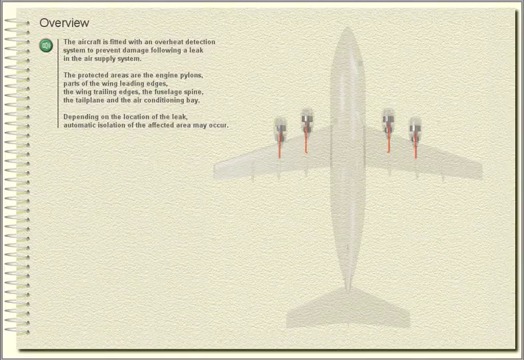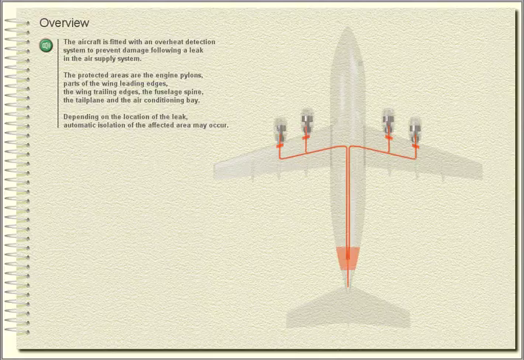Overview. The aircraft is fitted with an overheat detection system to prevent damage following a leak in the air supply system. The protected areas are the engine pylons, parts of the wing leading edges, the wing trailing edges, the fuselage spine, the tailplane, and the air conditioning bay.